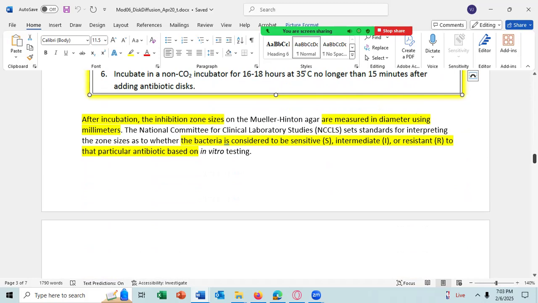All right, after incubation, you then measure the inhibition zone sizes by measuring the diameter using millimeters. You then look at that measurement and compare it to the table, which used to be called the National Committee for Clinical Laboratory Standards, or NCCLS.